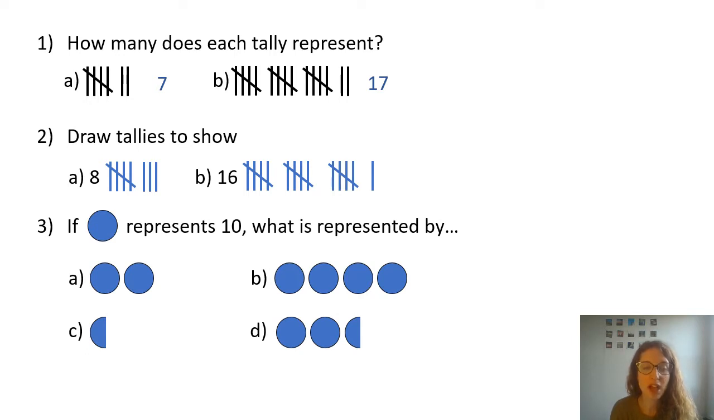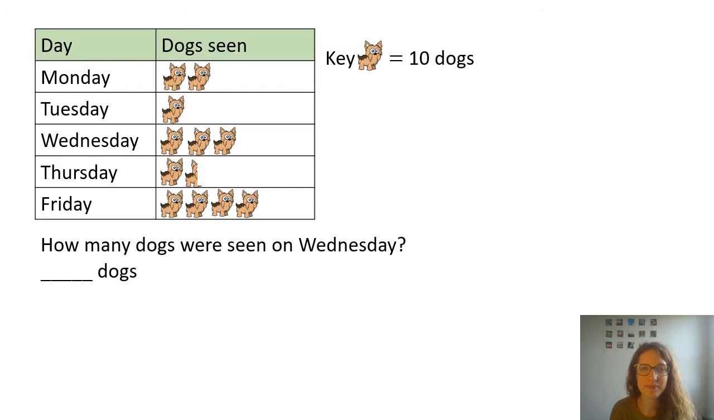If the circle represents 10, what is represented by A? So 10, 20. Then B, 10, 20, 30, 40. C is only half a circle. Think back to yesterday, what would half be? So that is only 5. Then we've got 10, 20 and a half on there. So 20 and 5, 25. Well done if you got all of those. Right, let's move on to our next bit.